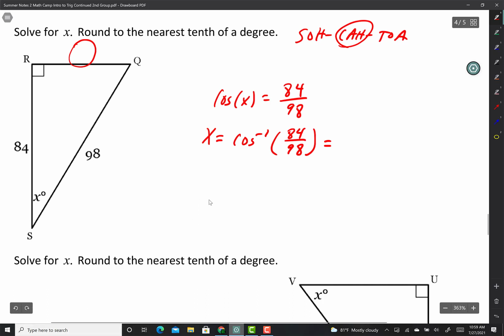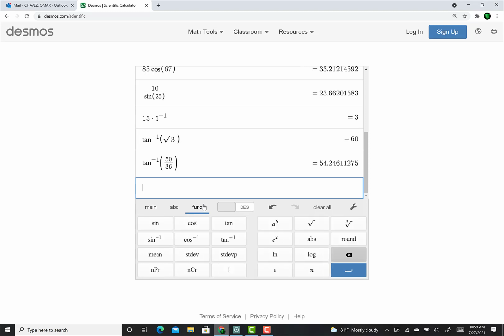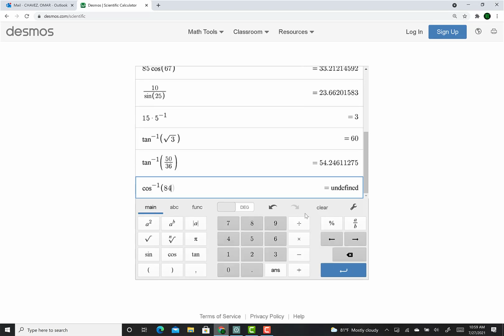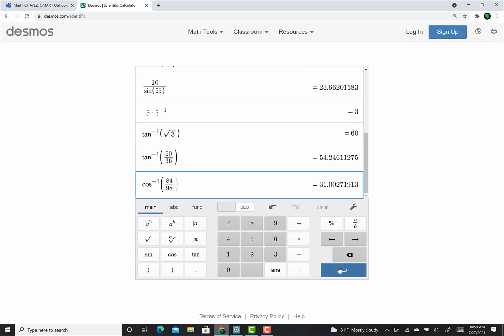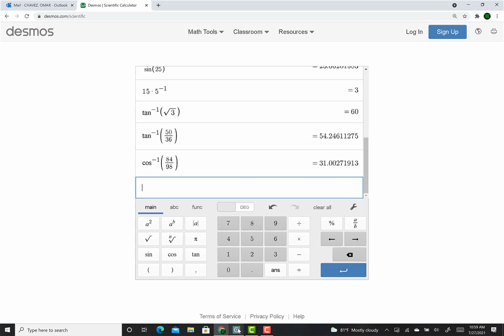So let's go ahead and see what that is. 84 over 98. Arc cosine, go to function. Arc cosine, 84 over 98. 31 degrees, guys. 31.0.